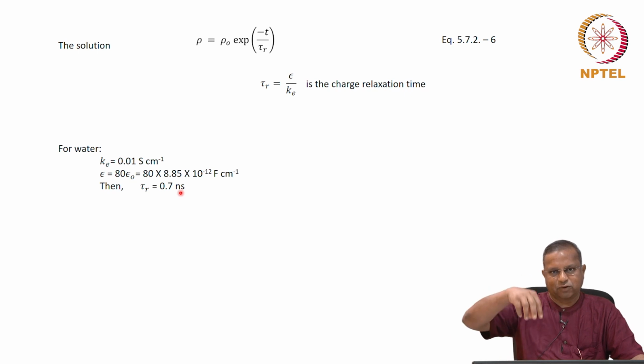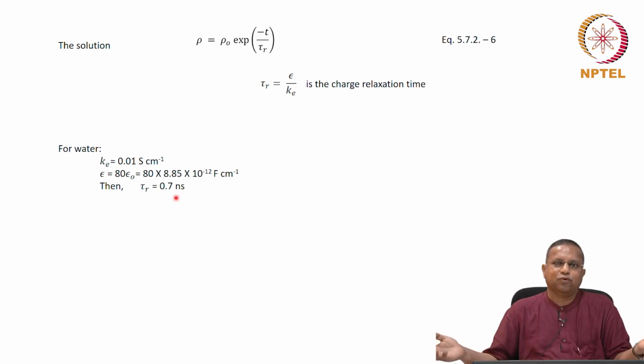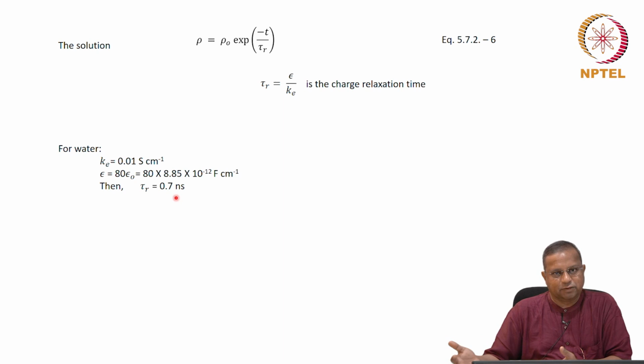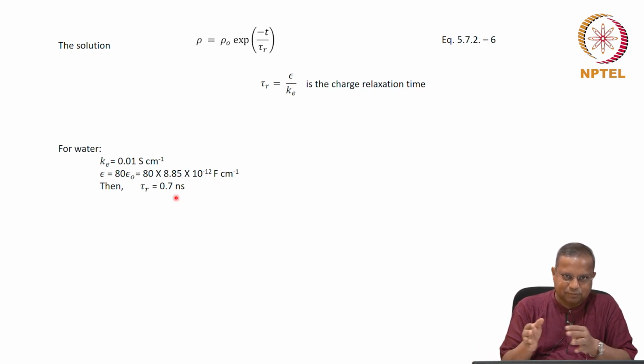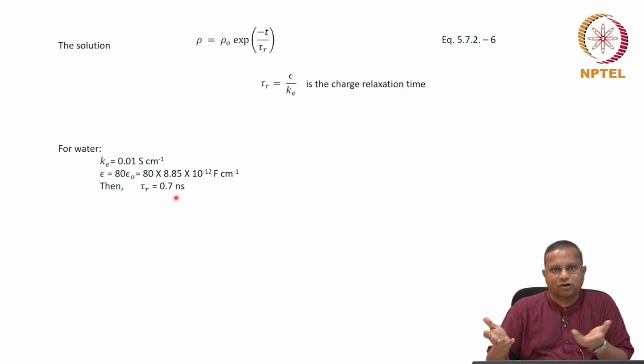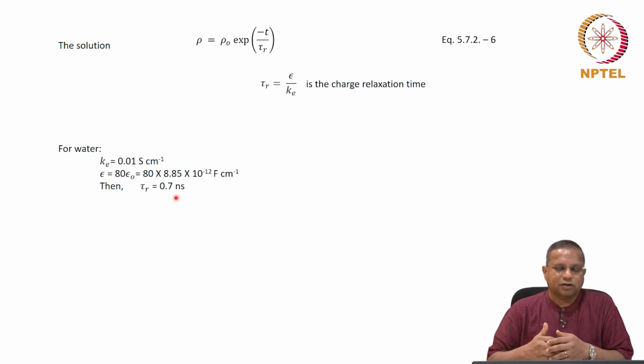So you add a uniform charge density of rho naught into a conducting solution, and in 0.7 nanoseconds a whole new equilibrium is achieved. That's a great insight. If you keep adding charges and expect some effects to remain, it's all gone in 0.7 nanoseconds, of course to a new equilibrium. On the flip side, you don't have to wait long for the new equilibrium to be achieved; it's done in 0.7 nanoseconds. These are the kind of insights that you can get.